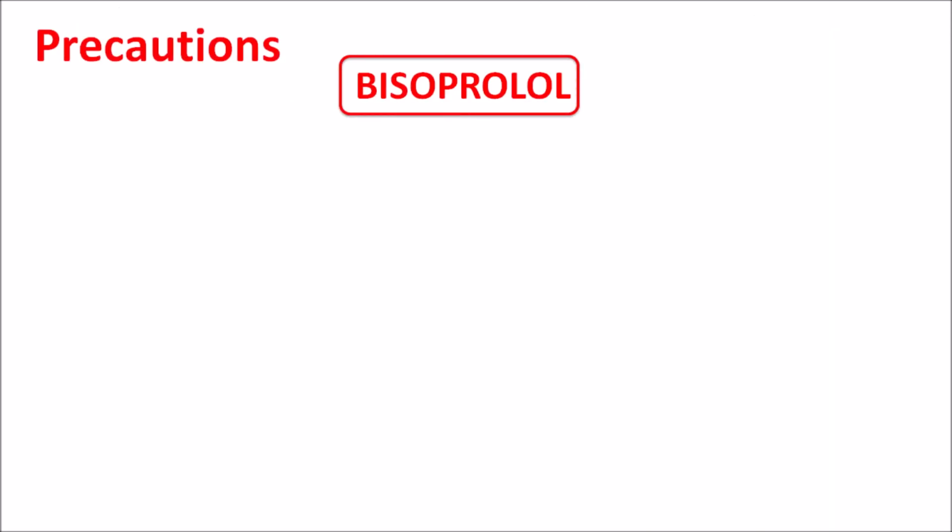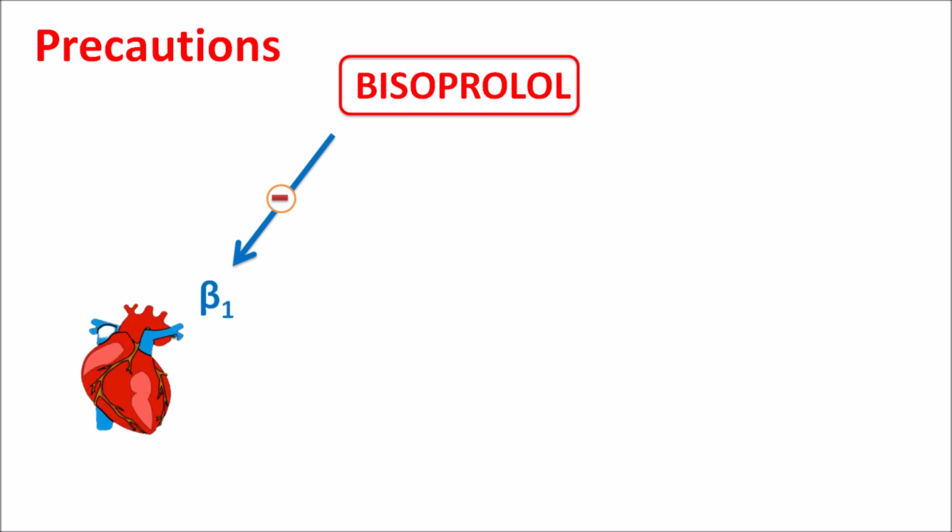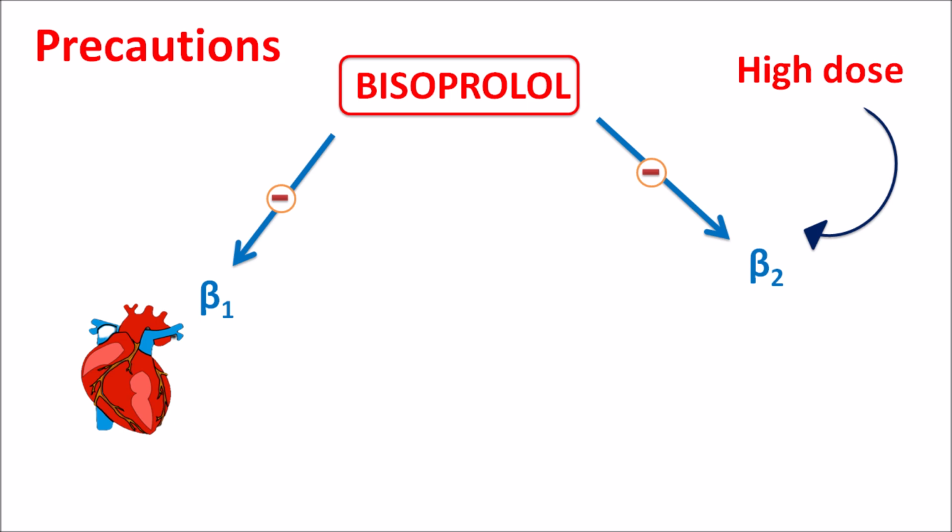What are the precautions? We have seen that bisoprolol is selectively acting on the cardiac system, and it blocks the beta-1 receptors. So this drug is somewhat selective towards the beta-1 receptors. At low dose, it is not showing any significant activity on beta-2 receptors. But at the high dose of this drug, it can show some activity on beta-2 receptors. So at high dose, bisoprolol can block these beta-2 receptors which are expressed on many of the organs.